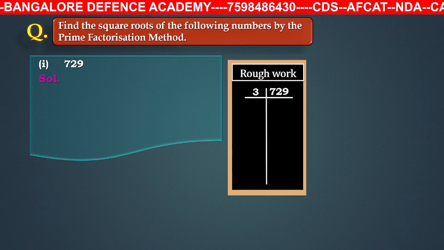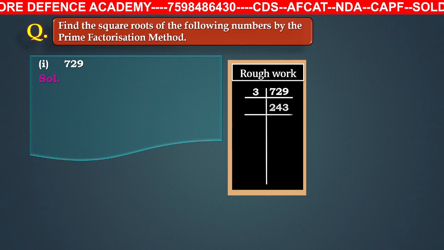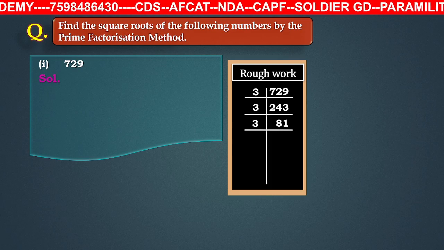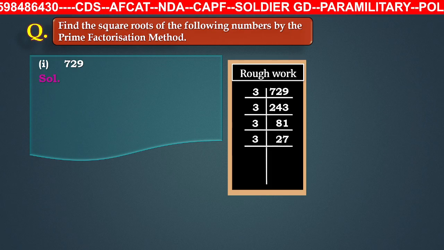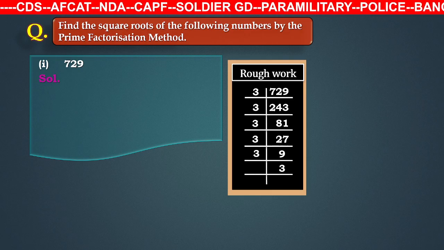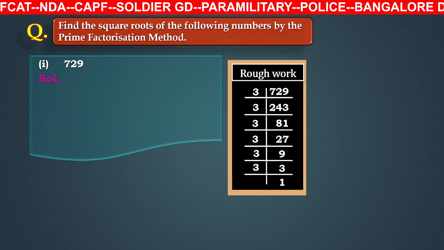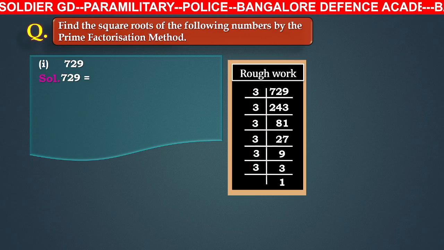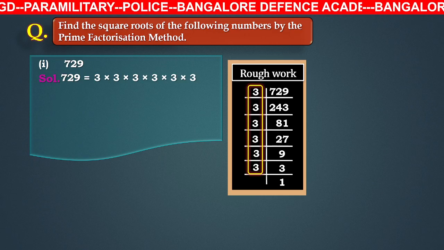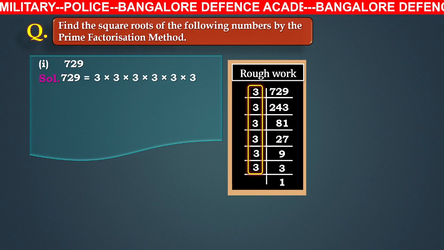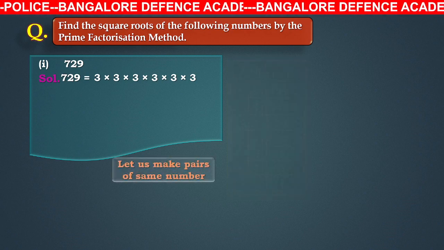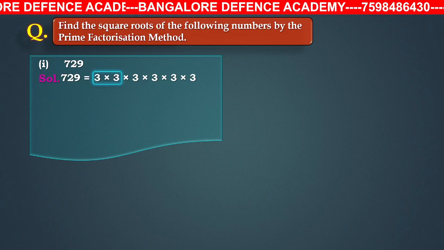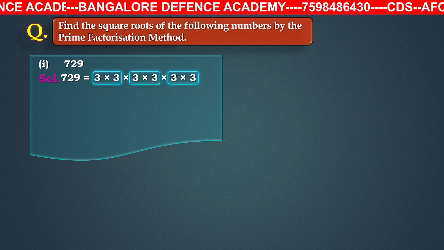So imagine this is 729, I'll divide by 3. So it gets 243. Again I can further divide by 3, I get 81, then 27, then 9, then 3. Three 3s are 9 and three 1s are 3. Now all these 3s which you can see here, you have to write horizontally. Since I'm finding the square root, I'm going to take pairs of the same numbers. So from each pair I'm going to take one 3 outside.